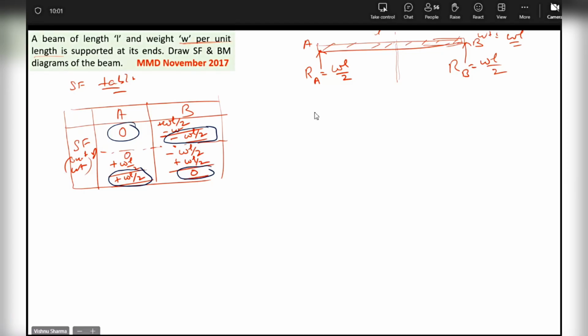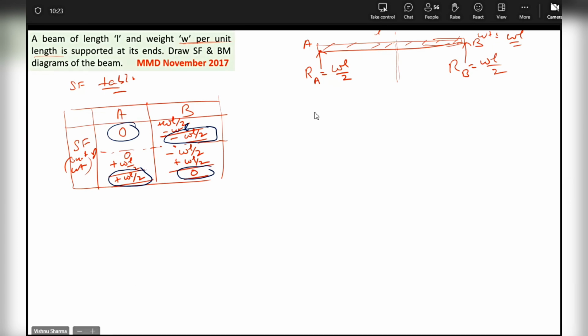Sir, in the B column, at the top, it should be minus WL. Weight of the beam, minus WL. Then only, okay, I missed out L, beta. That's why it will become minus WL by 2. Weight of the beam is WL. You're right. You're correct. Okay. Anything else, guys? That was my miss.